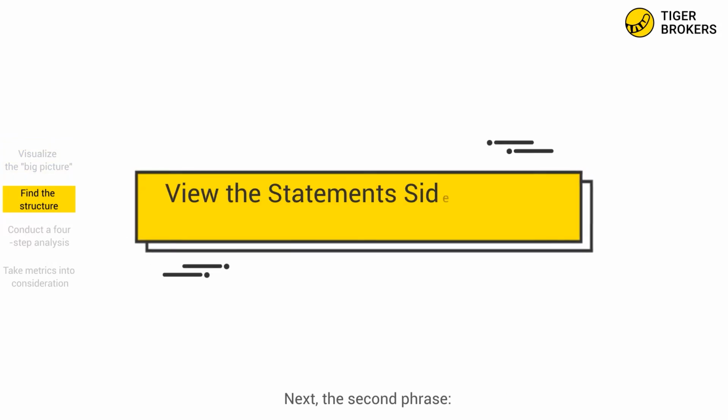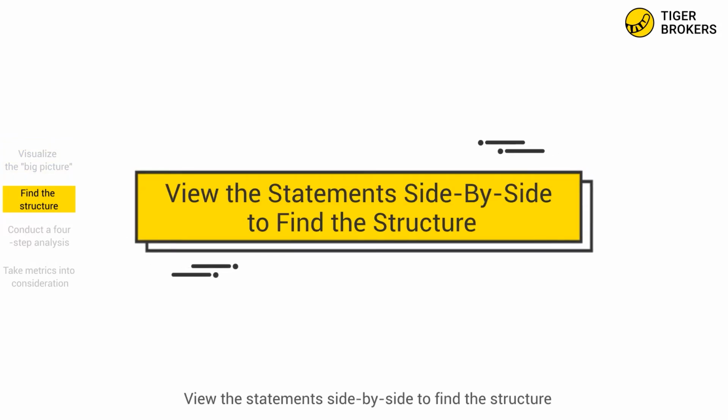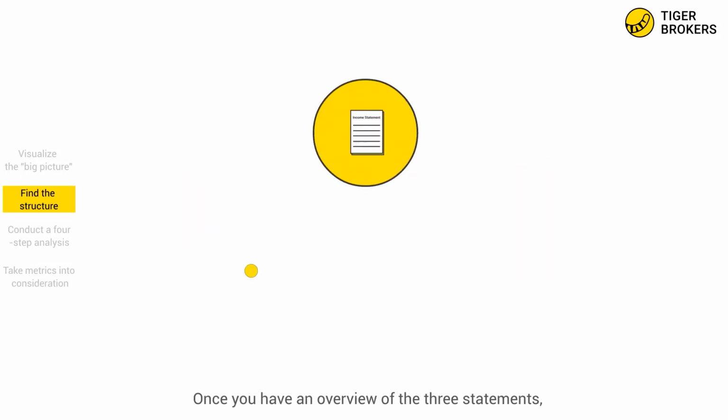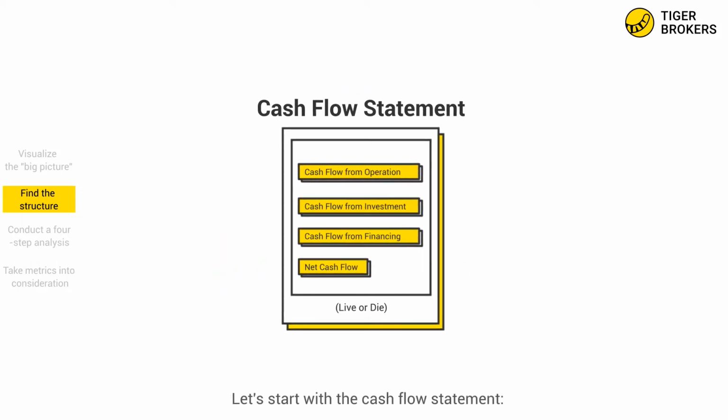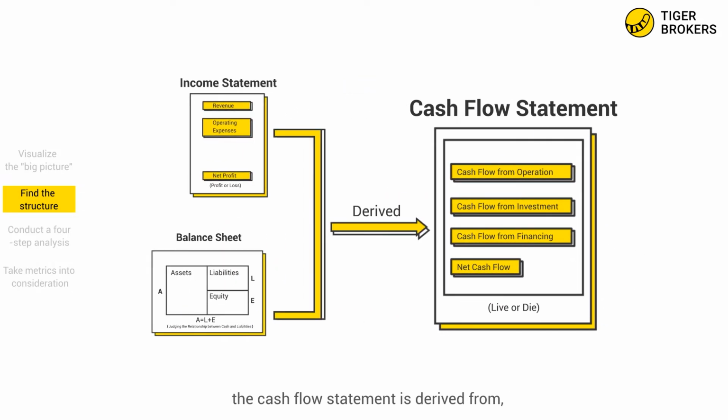Next, the second phrase. View the statements side by side to find the structure. Once you have an overview of the 3 statements, you can look at how they relate to each other. Let's start with the cash flow statement. The cash flow statement is derived from, and is supplemental to, the income statement and the balance sheet.